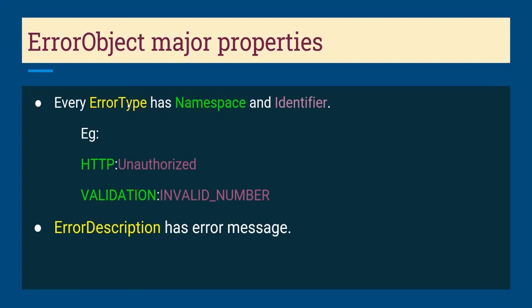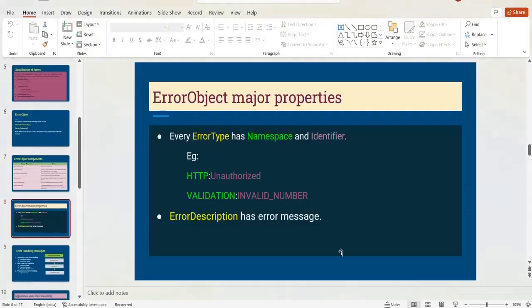In general, error type will have two different parts. One is namespace, another one is identifier. For example, HTTP colon unauthorized: this is the namespace, this is the identifier. Validation colon invalid number: this is the namespace, this is the identifier. So what are this namespace and identifier? I will explain by using these APIkit router errors first, then we will come back to this slide.